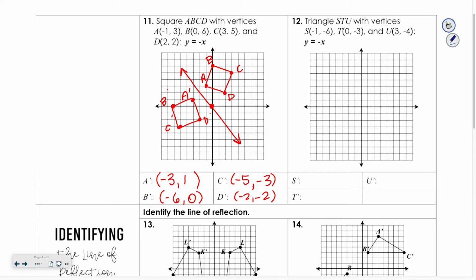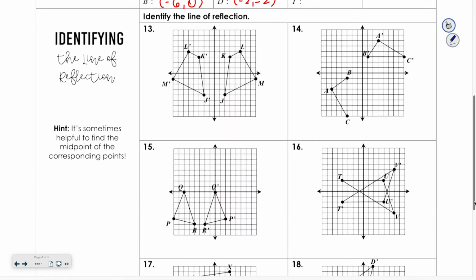Can y be negative? Negative y equals x, then I would divide by negative 1. So y would equal negative x. All right, now this last section, we are identifying the line of reflection.